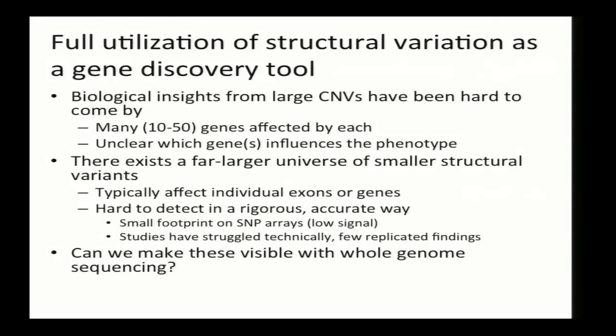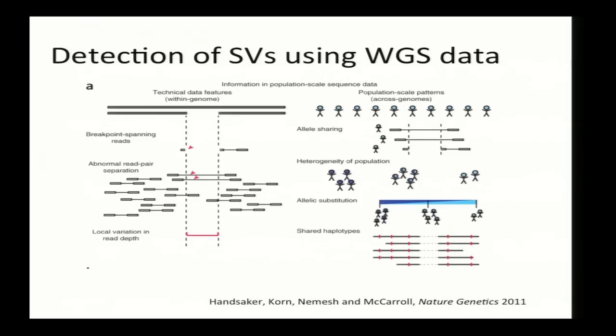And in the last few slides, I just wanted to give you an appetizer of what I think that future is going to look like. So structural variations leave several kinds of footprints in whole genome sequence data. One of those is the abnormal separation of the read pairs that are sequenced from the left and the right end of a fragment in a sequencing library.